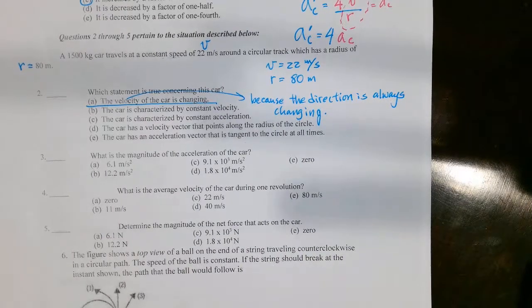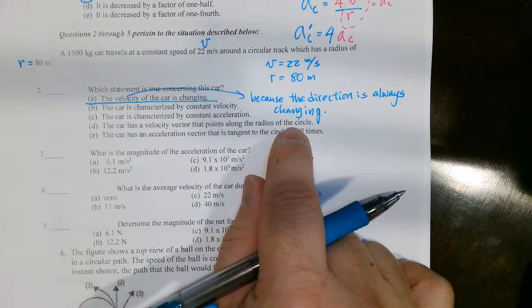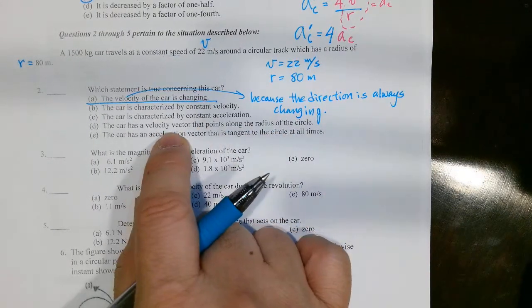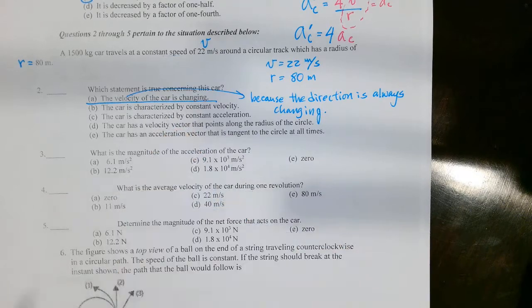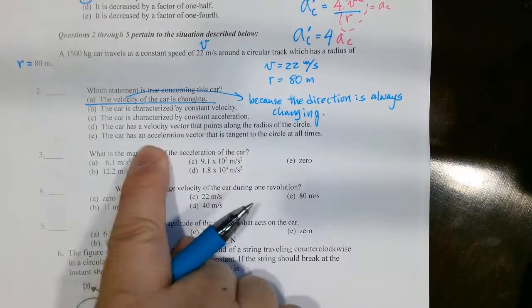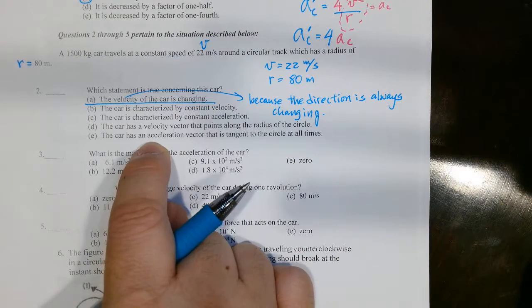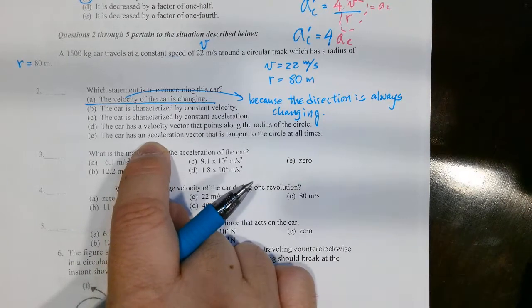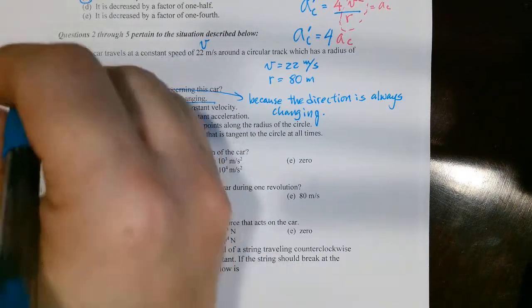What about D? The car has a velocity vector that's pointing along the radius of the circle. That is also wrong because the velocity vector is always pointing tangential to the circle, not radial. And E, the car has an acceleration vector that is tangent to the circle. No, no, no. The acceleration vector will always point towards the center of the circle. That's why it's called centripetal acceleration, center seeking. So that is also wrong. So the correct answer is A.